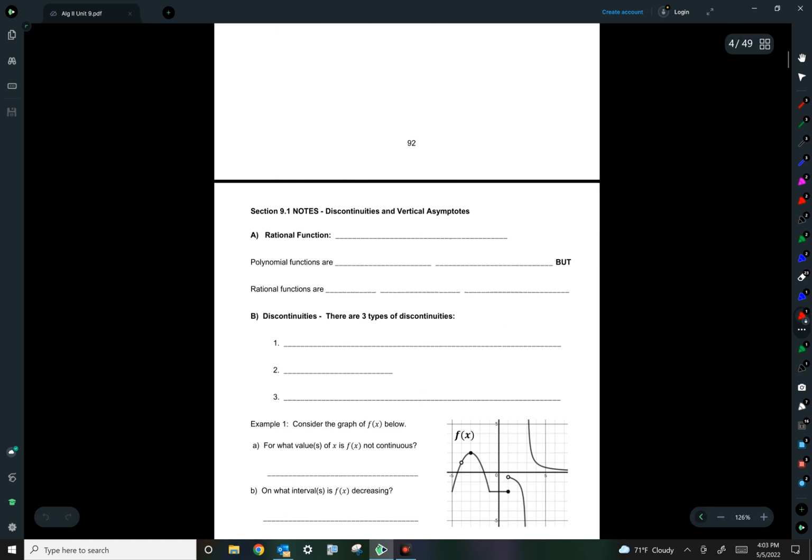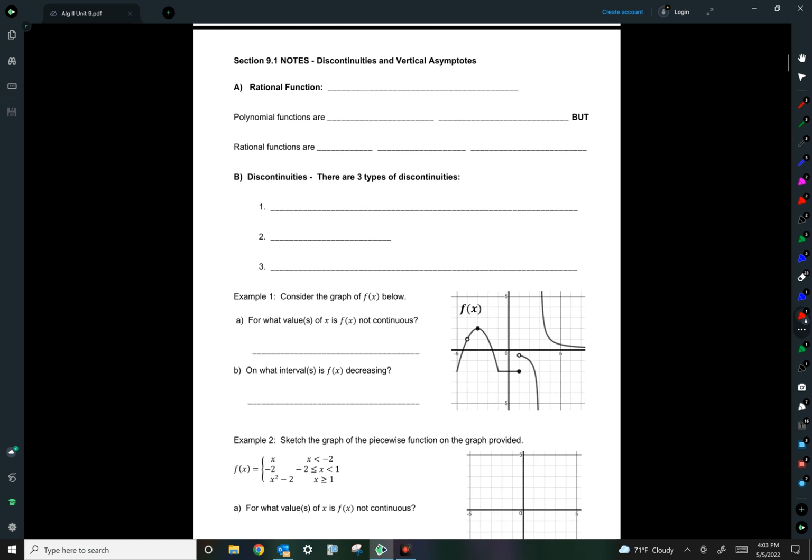This video is for section 9.1, and this is related to discontinuities and vertical asymptotes. So first of all, we need to talk about what a rational function looks like. A rational function is simply one that has fractions.